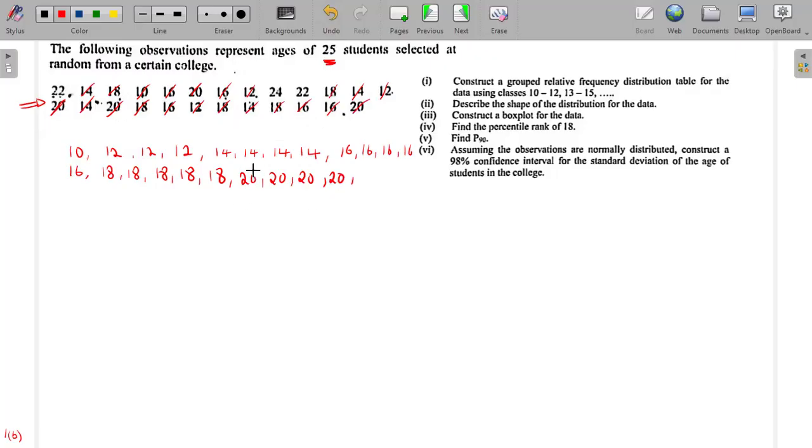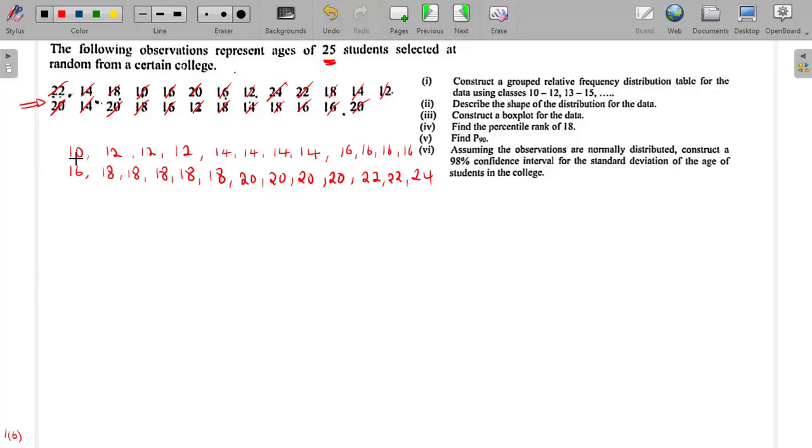From 20, I go to 22. Okay, 22, I have 1, 2. Okay, I have 2 of them. And then I have 24. Okay, so 24 is there. I cancel it as well. So you can see I've canceled every number here and I've put this in order.